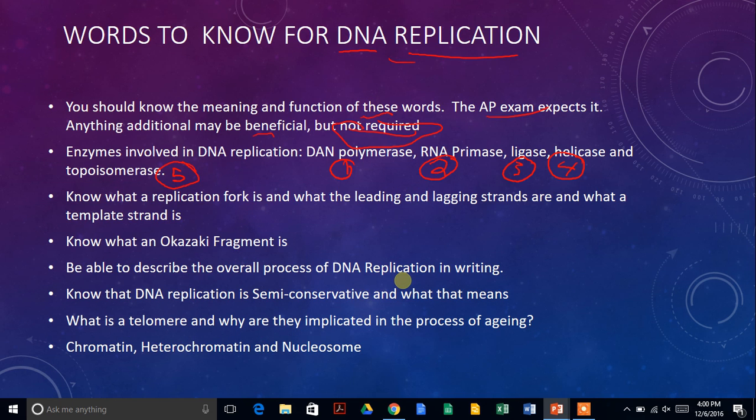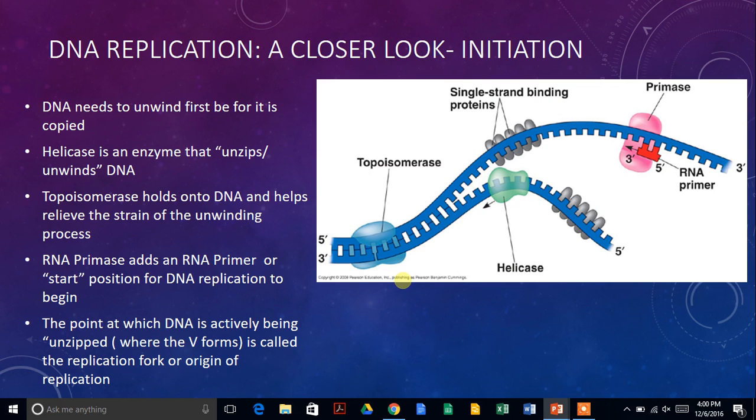Alright, so we're going to take a closer look at DNA replication now. So first, we initiate DNA replication. We start it. And the first thing we need to do is, one, we need to unwind the DNA first. We need to expose the two strands so we can build in new nucleotides in between.